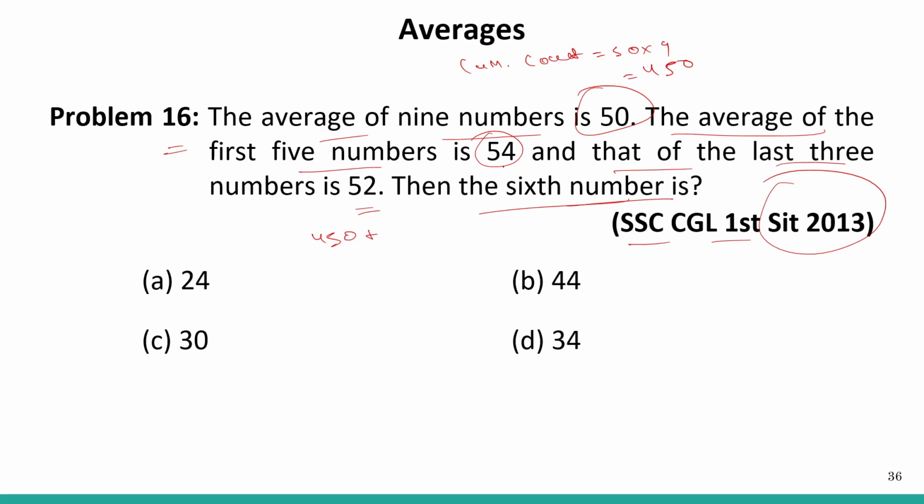The cumulative sum of the first 5 numbers is equal to 54 into 5, and the cumulative sum of the last 3 numbers is equal to 52 into 3, and the whole sum is 450 minus this much. So the only remaining term here is the 6th term. So this will be 450 minus this, which is 270 plus 52 into 3, 156. There will be a minus here. We can write this as plus if we have a bracket. After all the calculations, what we are left with is this one.